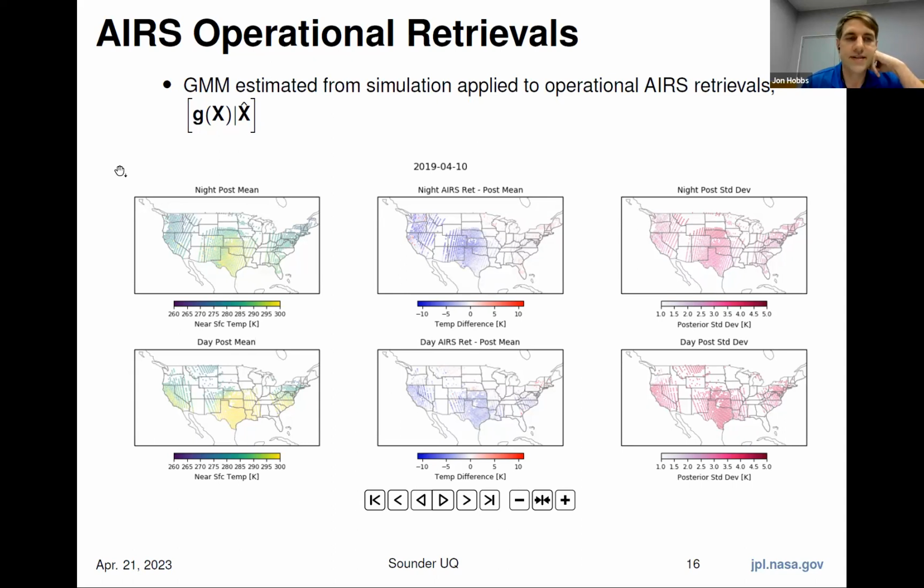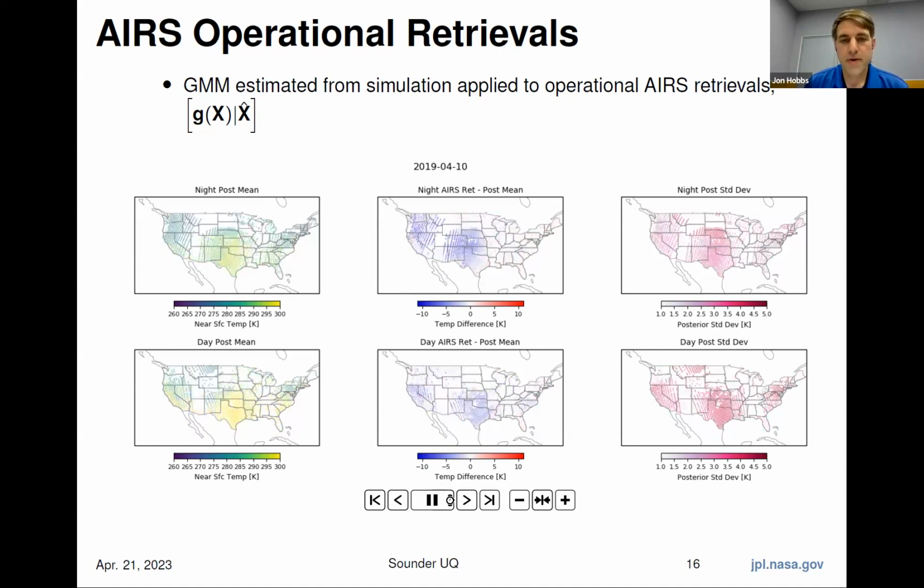This slide gives a little bit of an illustration of the behavior of that procedure over the course of several days of AIRS observations. There should be a cycle-through animation here. The top panels are the nighttime cases and the bottom are the daytime. On the left, we're plotting the mean of the conditional distribution we constructed on the previous slide, and how that behaves for the various locations of the AIRS retrievals.